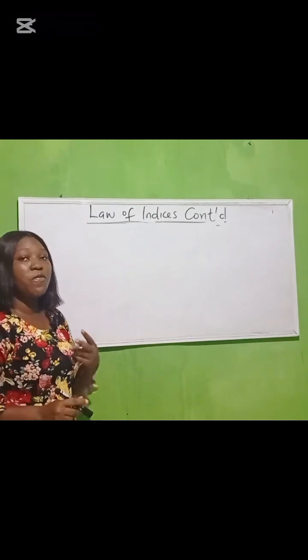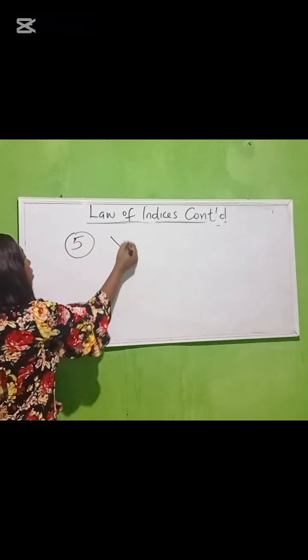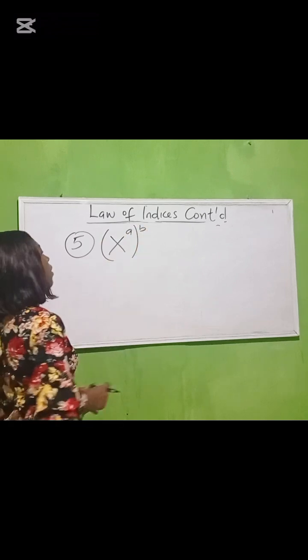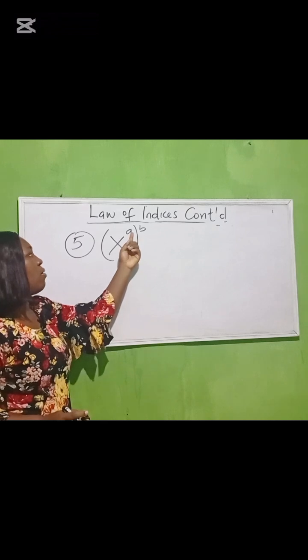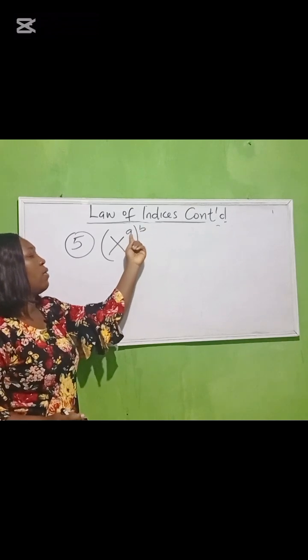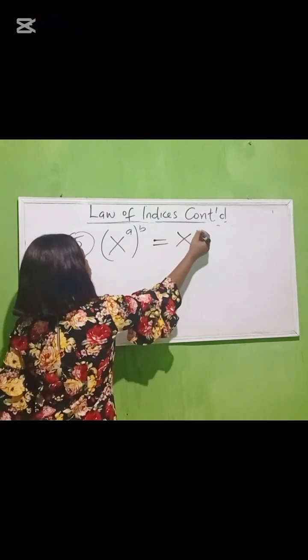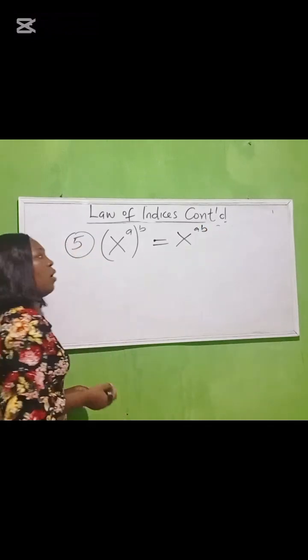All right, so moving to the fifth law of indices, which is x raised to power a in brackets raised to power b. Now, you see here that we have 2 powers. It's easier. This is a multiplication. So you multiply a times b. So I have it as x raised to power ab. Are you seeing it here?